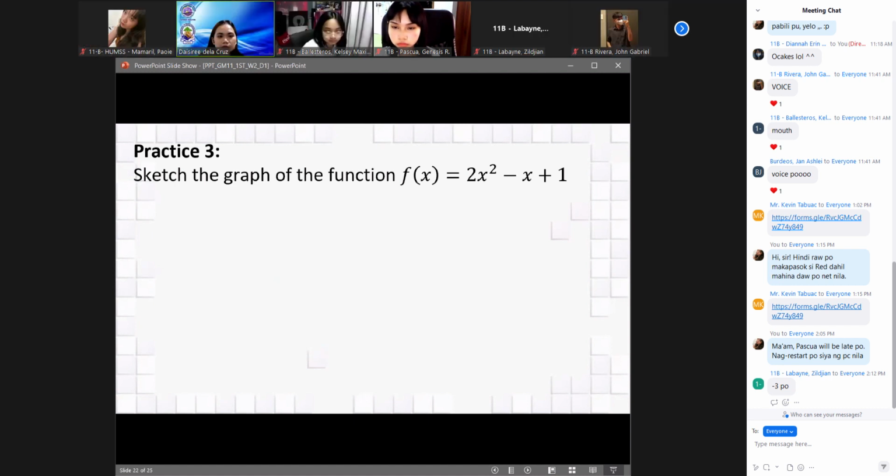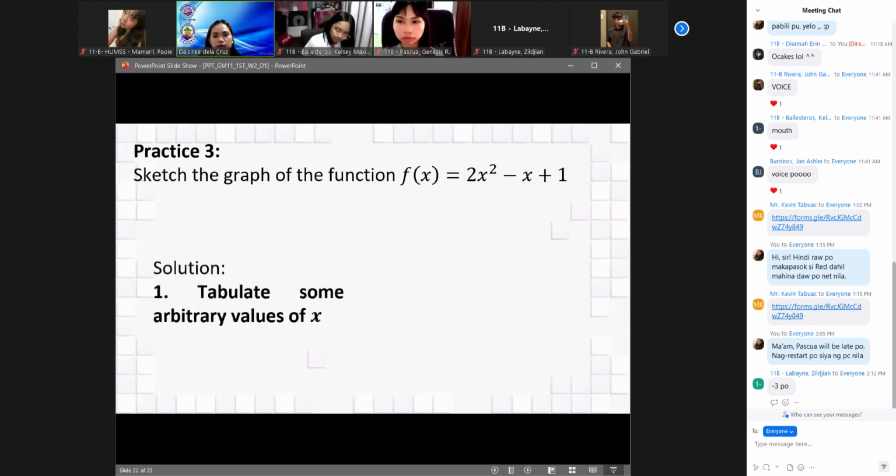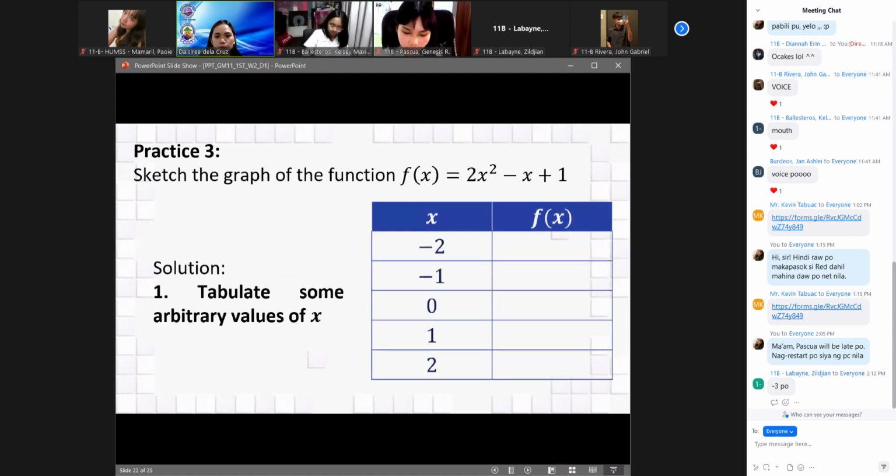Okay? So, now, try to answer practice number 3. Sketch the graph of the function f of x is equals to 2x squared minus x plus 1. So, ito yung input: negative 2, negative 1, 0, 1, and 2. And then, after nyo makomplete yung table of values by evaluating the function, all you have to do is to sketch the graph and then identify if it is a function or not. And then just raise your hand if you want to answer.